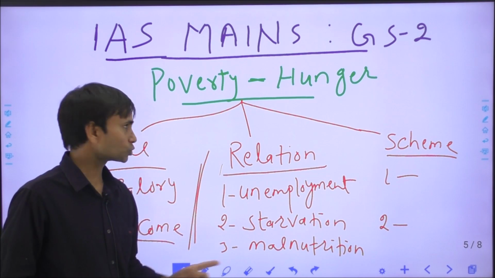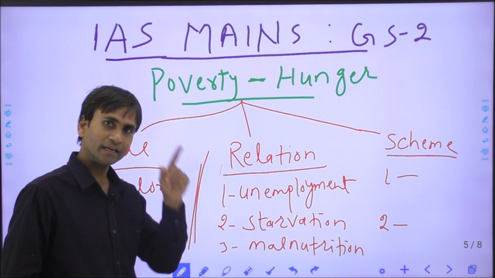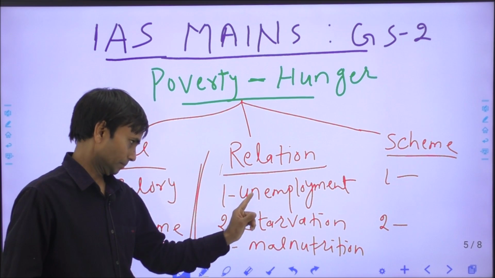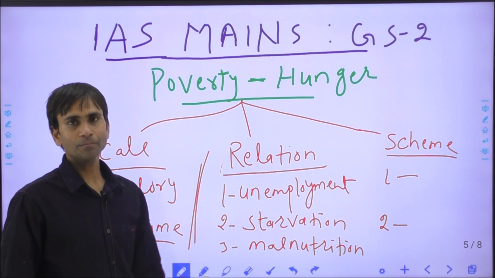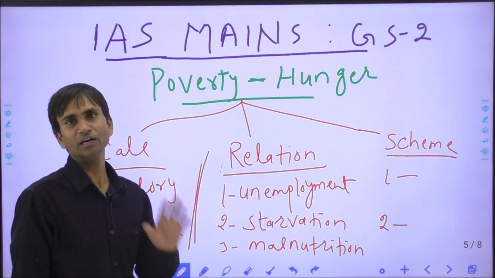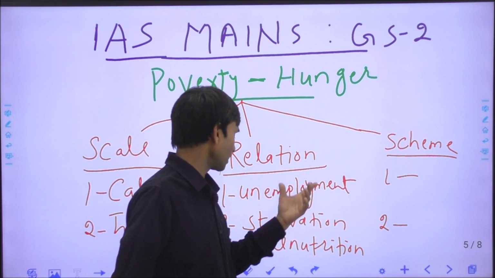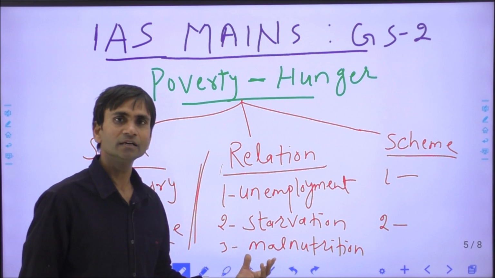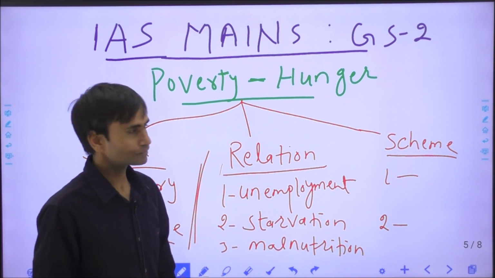So if a person is poor, definitely he is suffering from problems of starvation and malnutrition. Poverty is directly linked with starvation and malnutrition. Millions of people in India are living under these circumstances. So poverty affects starvation.